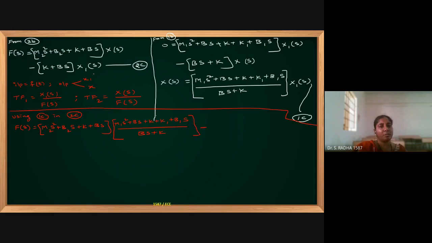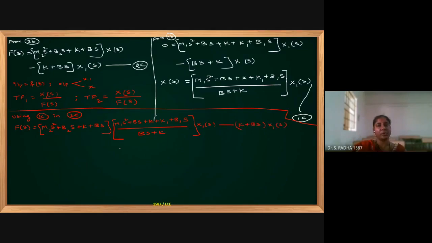Minus, in 2c we have k plus bs. I forgot one more parameter, so here I have x1 of s also. I have to substitute fully. I am substituting 1c in 2c in the place of x of s. Along with this fraction, I also have x1 of s. After that, go to equation 2c: you have k plus bs, and then x1 of s.